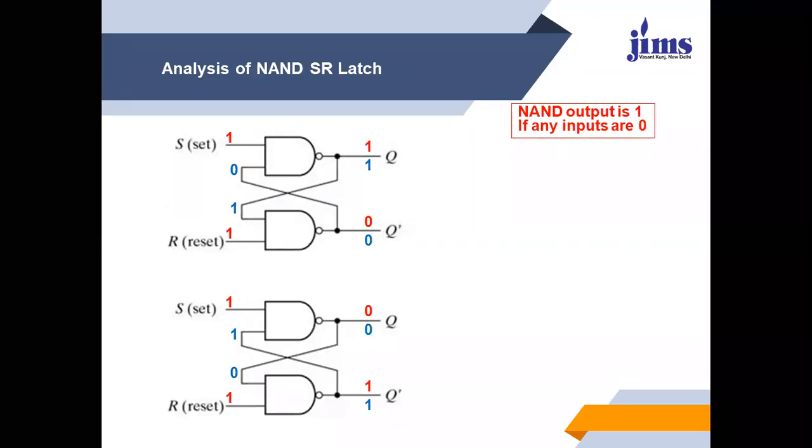So in both cases, we consider that if SR equals 1, 1, then whatever is the previous output, that is stored. In this case, whenever the output was 1, 1 is stored. If the output was 0, 0 is stored.